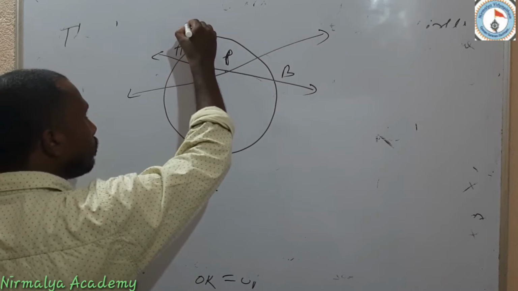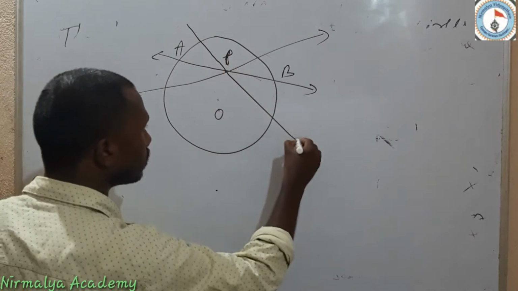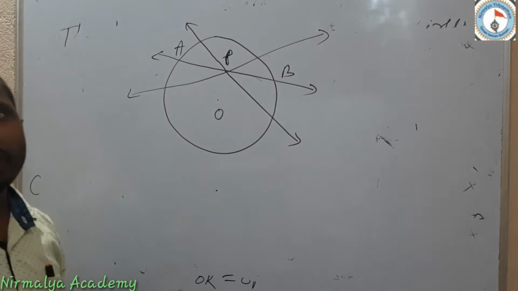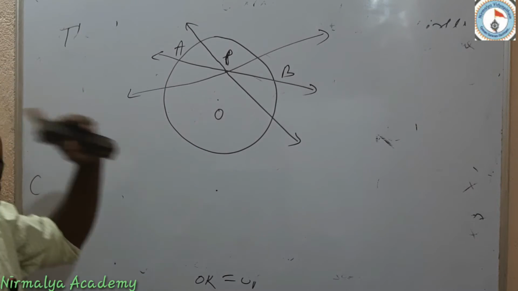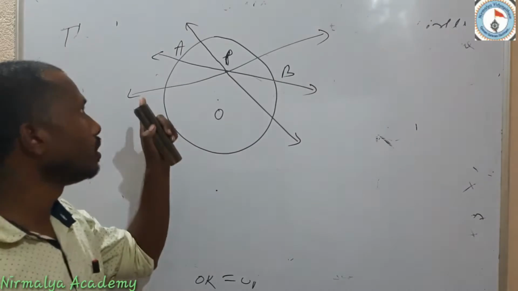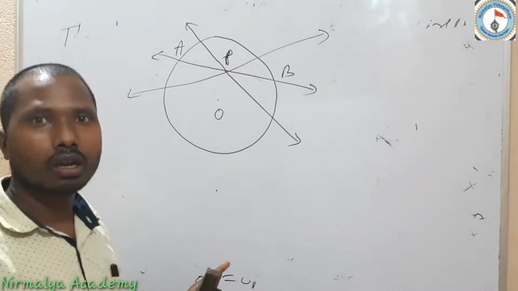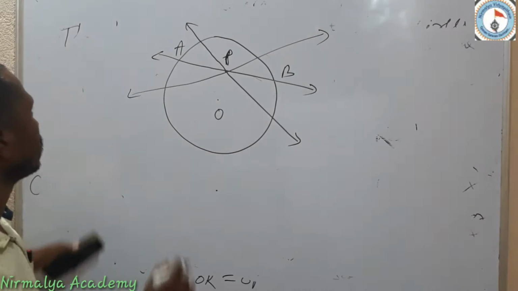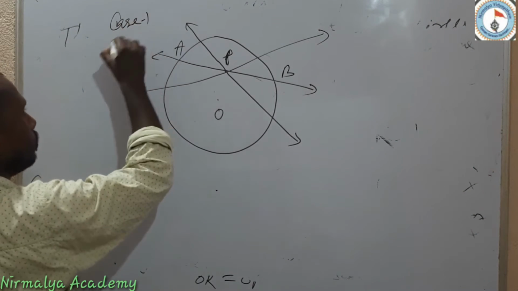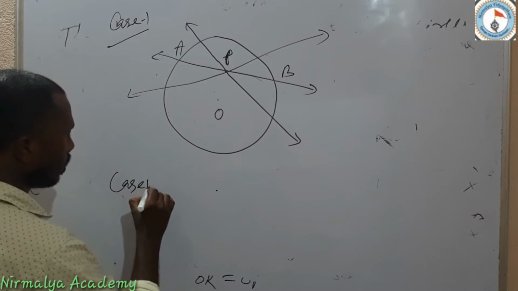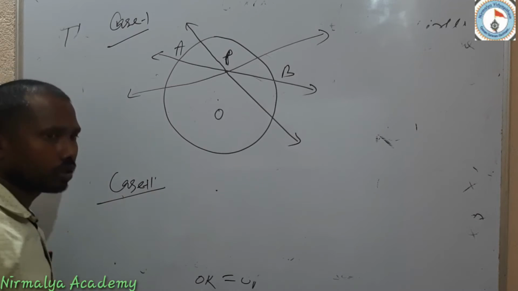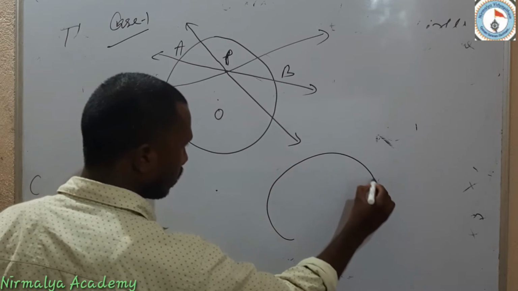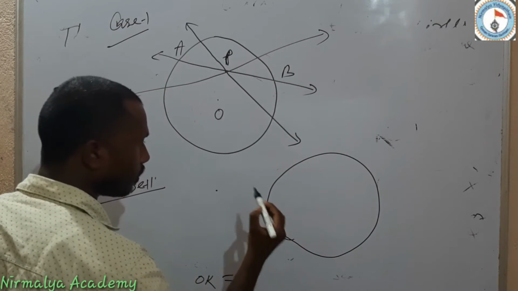All the lines through the point will cut or intersect the circle at 2 points. That's why we can't draw a tangent to a circle through a point lying inside the circle. Next situation, case 2. When the point lies on the circle.